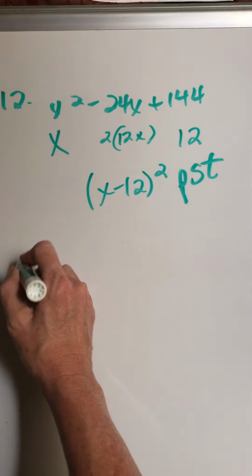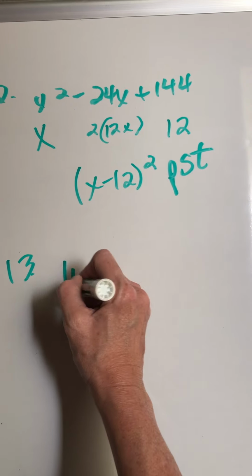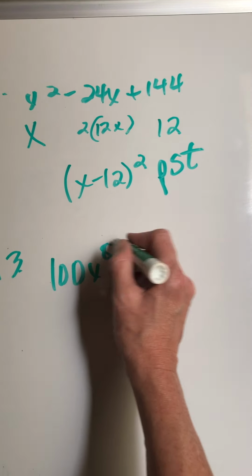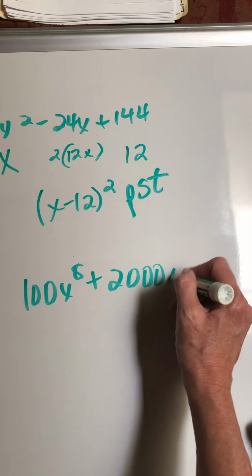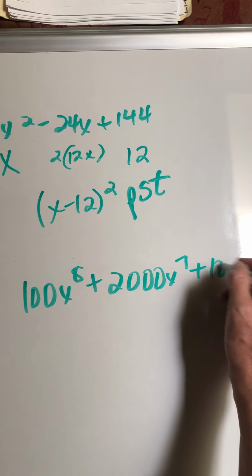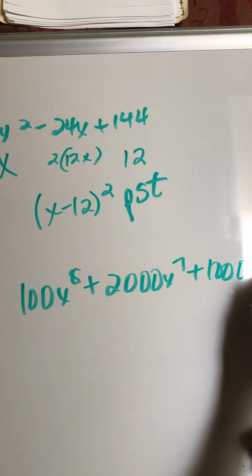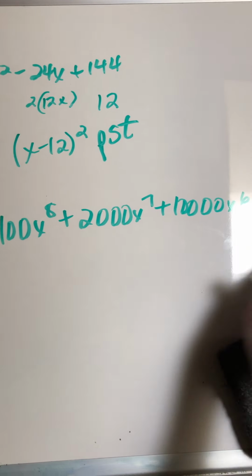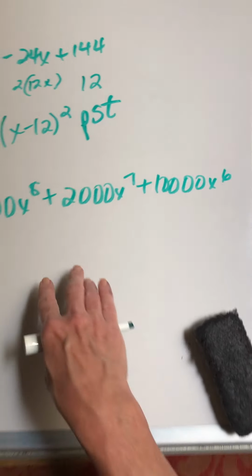Then on number 13, we've got this 100x to the 8th plus 2,000x to the 7th plus 10,000x to the 6th. Okay, let me make sure I've got that written correctly, and let me get rid of the glare.